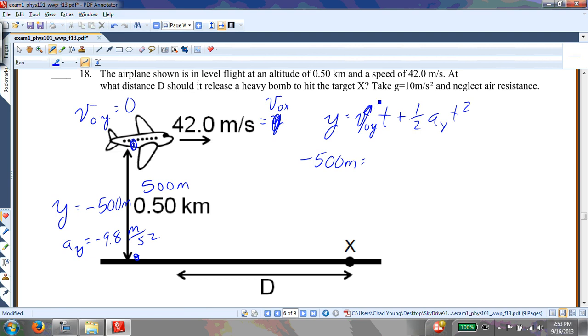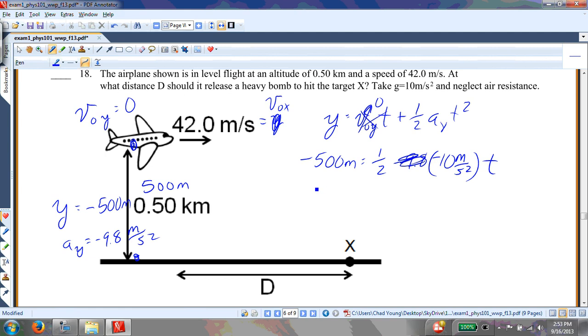equals V naught Y is 0, so this whole term goes away, 1/2 times minus 9.8. Oh, I see, I said just take it as 10. We'll just take it as 10 here. It doesn't really matter what you do, you'll discern the right answer. Negative 10 meters per second squared. And then I want to know T.